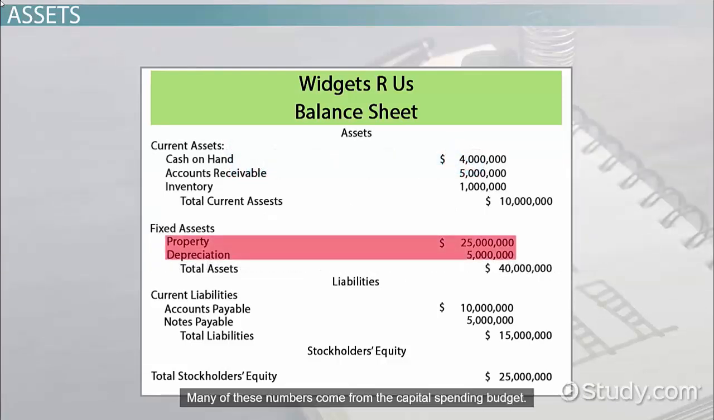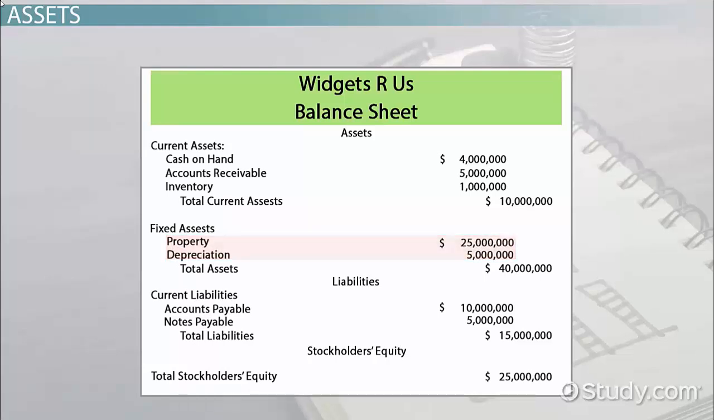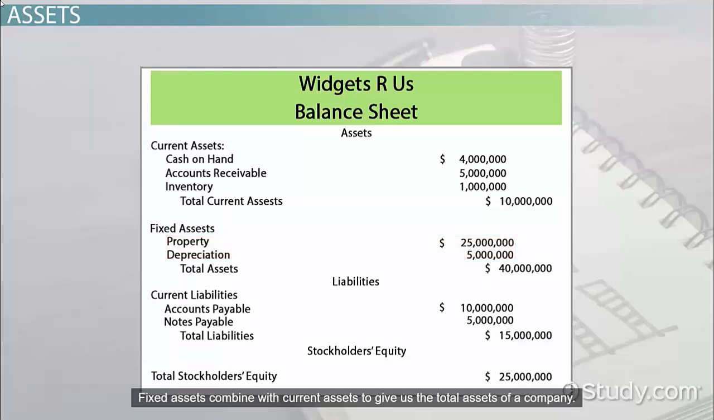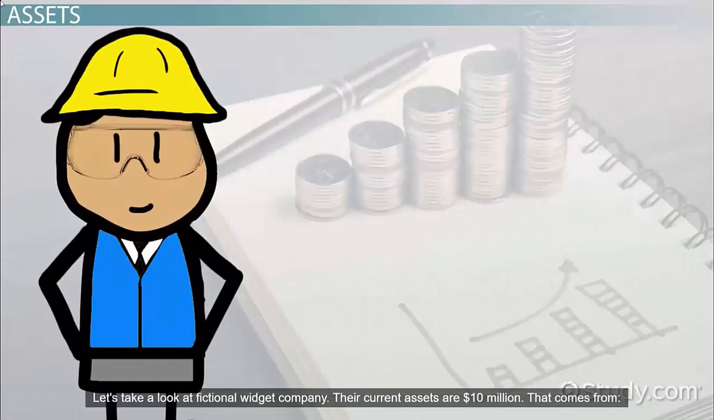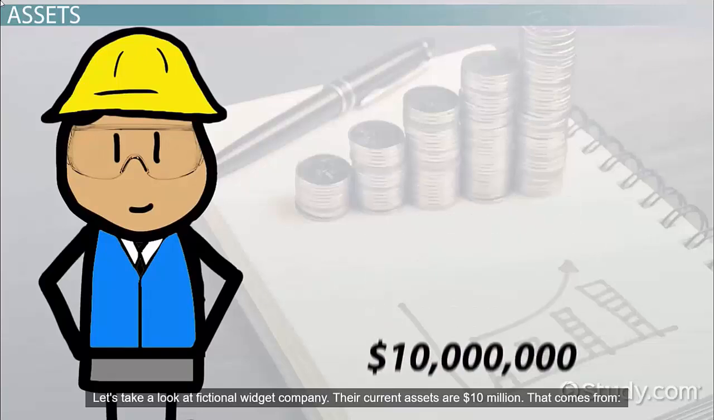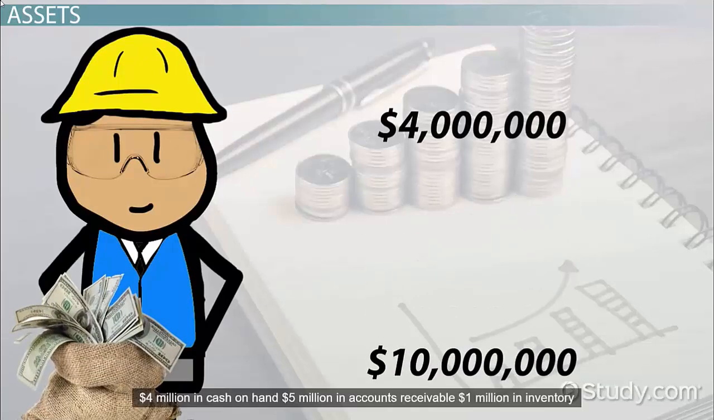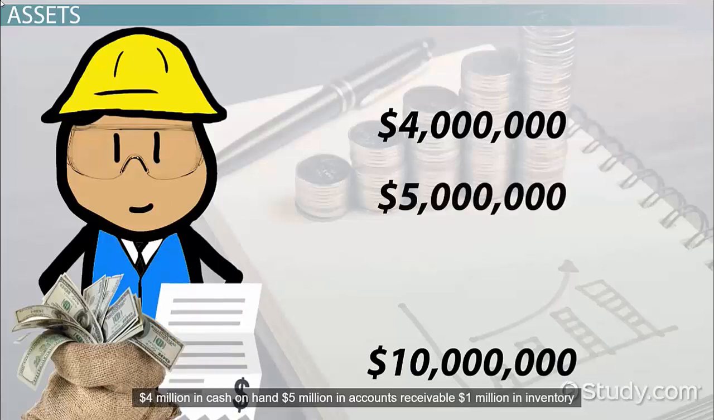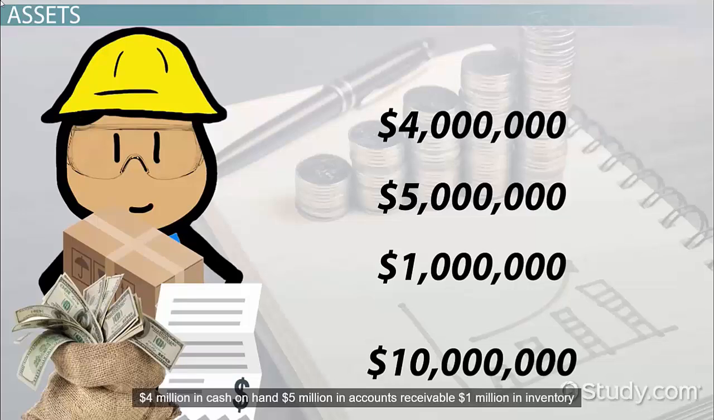Many of these numbers come from the capital spending budget. Fixed assets combine with current assets to give us the total assets of a company. Let's take a look at a fictional widget company. Their current assets are $10 million. That comes from $4 million in cash on hand, $5 million in accounts receivable, and $1 million in inventory.